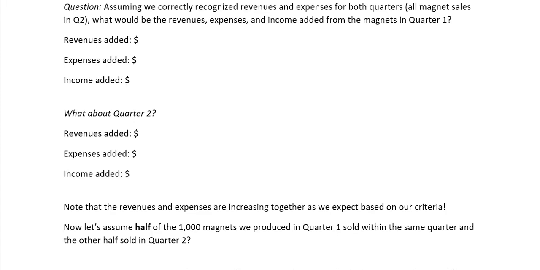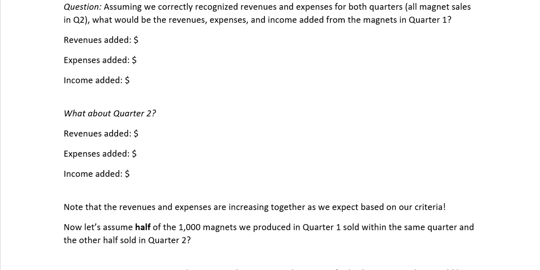Okay, so the question was, assuming we correctly recognize revenues and expenses for both quarters, with all magnet sales in quarter two, but all magnets produced in quarter one, of course, what would be the revenues, expenses, and income added from the magnet in quarter one? So the first thing to remember here is that according to the matching principle, we can only recognize the expenses of a product when we realize the benefits of that product.